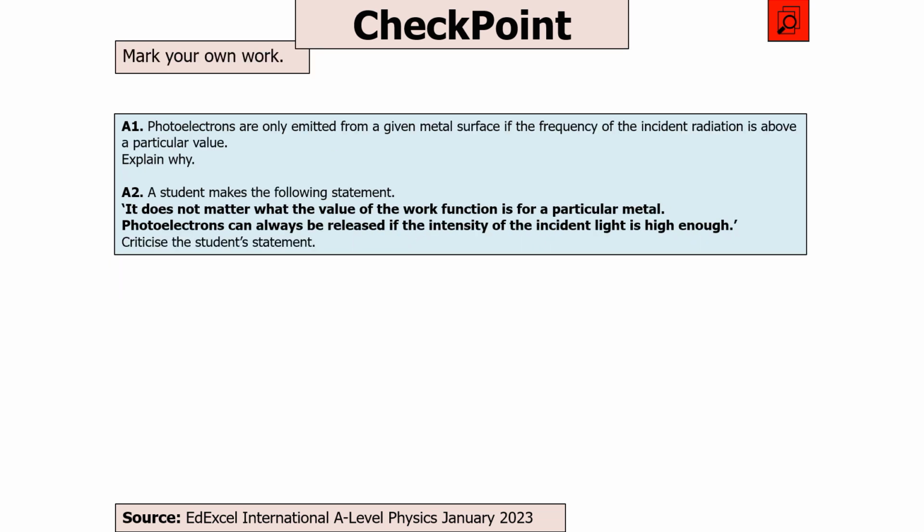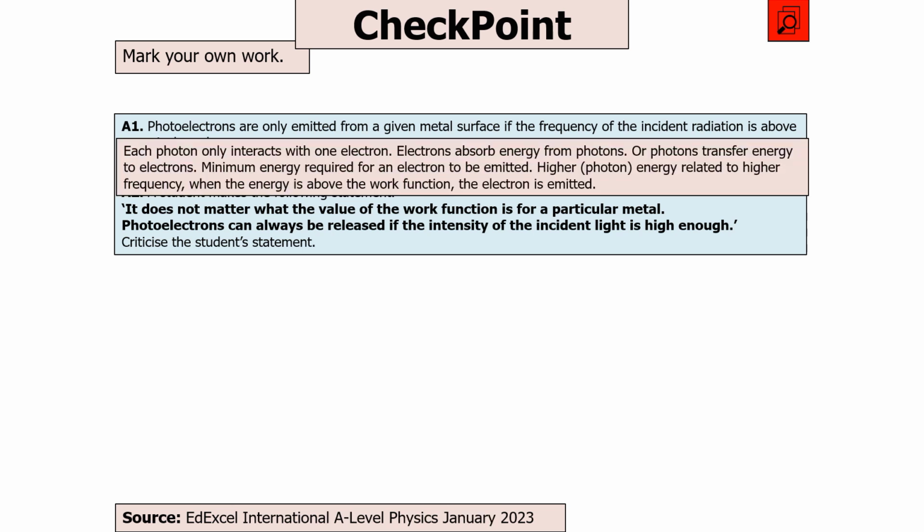Right, in this first one, it's important to know that in the photoelectric effect each photon will only interact with one electron at a time, and the electrons absorb energy from the photons, or the photons transfer energy to these electrons. So the minimum energy required for the electron to be emitted is that work function, which actually must be lower than the photon energy transferred to the electron. So the higher photon energy is from the higher frequency, because E equals hf. So when the energy is above the work function, the electron is emitted.